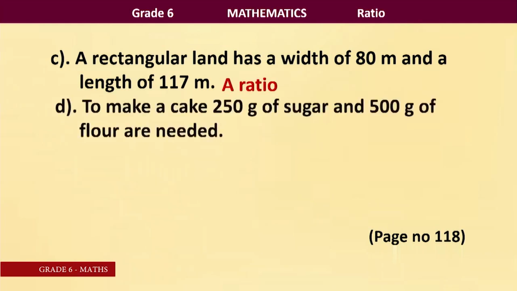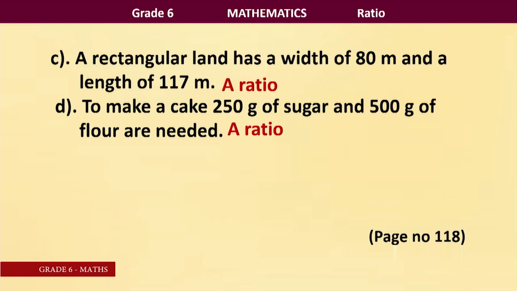Then part D. To make a cake, 250 gram of sugar and 500 gram of flour are needed. What happened? Now there are numerical values. Then there is no doubt. You can write down the ratio. Then your answer, it is a ratio.